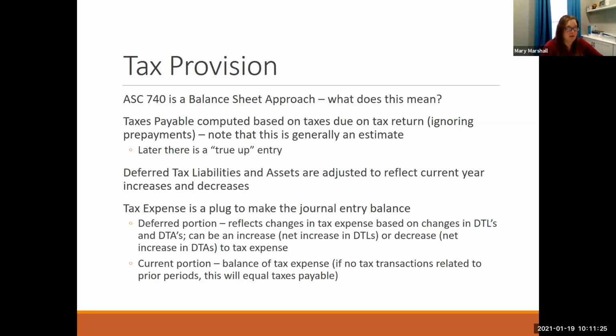Tax expense is always a plug. The deferred portion reflects changes in expense based on changes to DTAs and DTLs as you update those accounts. The current portion is just that balance left of tax expense. If there aren't any transactions related to prior periods, the current portion of tax expense will equal taxes payable. But that's really fairly rare.